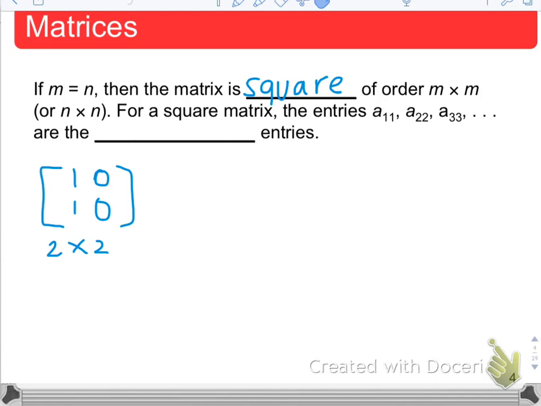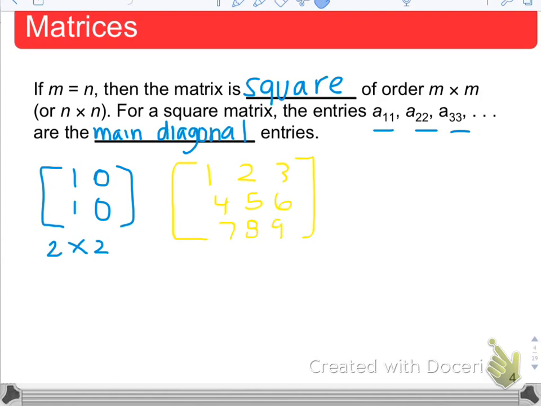For a square matrix, the entries A11, A22, A33 are the main diagonal or diagonal entries. All right, so I'll do another one. So 1, 2, 3, 4, 5, 6, 7, 8, 9. Well, here at this 2 by 2, those are the main diagonals, and those are the main diagonal entries.